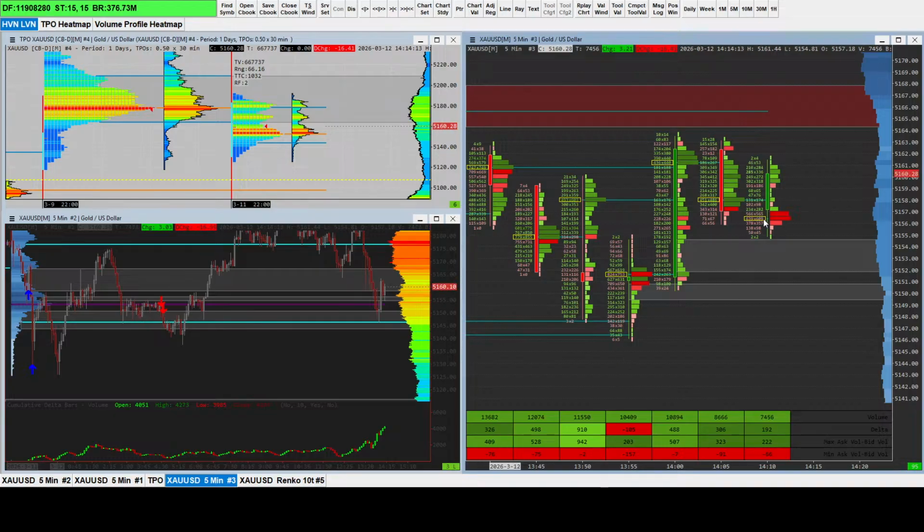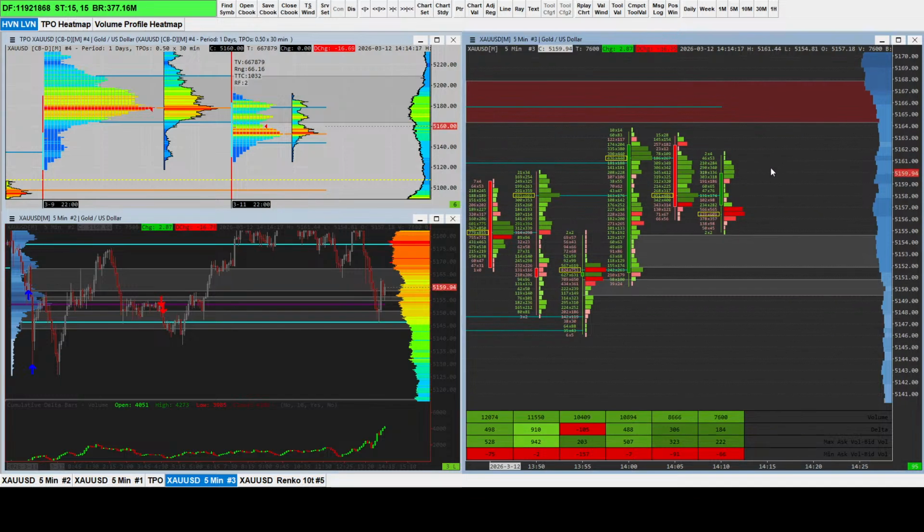Look at that. Trap sellers. This is what I like. There should be sellers coming right about here. Yep. Top of the distribution. Buyers should be right about here. Cool. Got it.